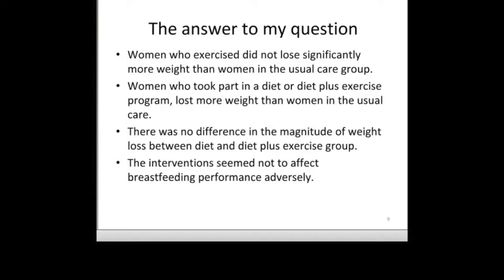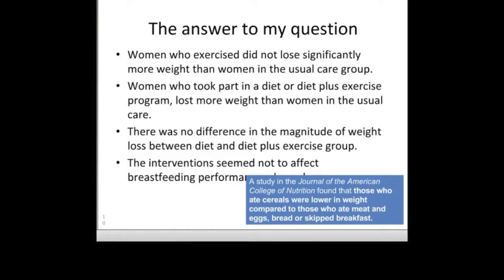lost more weight than women in the usual care. There was no difference in the magnitude of weight loss between diet and diet plus exercise groups. And the intervention seemed not to affect breastfeeding performance adversely, and I thought that was a very important trigger for me. So I found this study in the Journal of the American College of Nutrition stating that those who ate cereals were lower in weight compared to those who ate meat and eggs, bread, or even skipped breakfast.